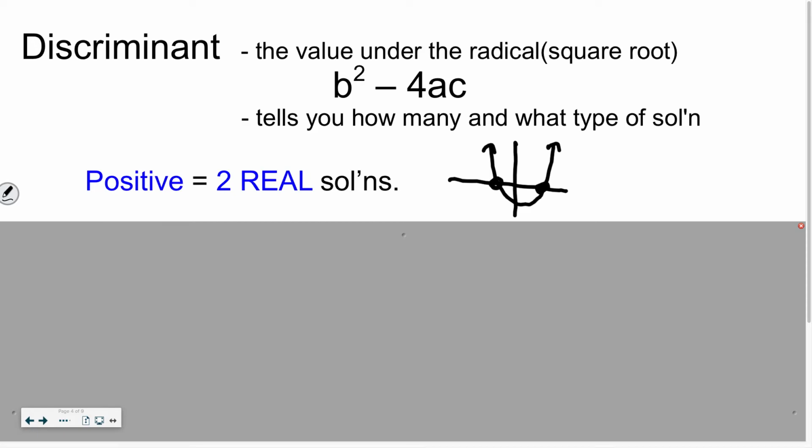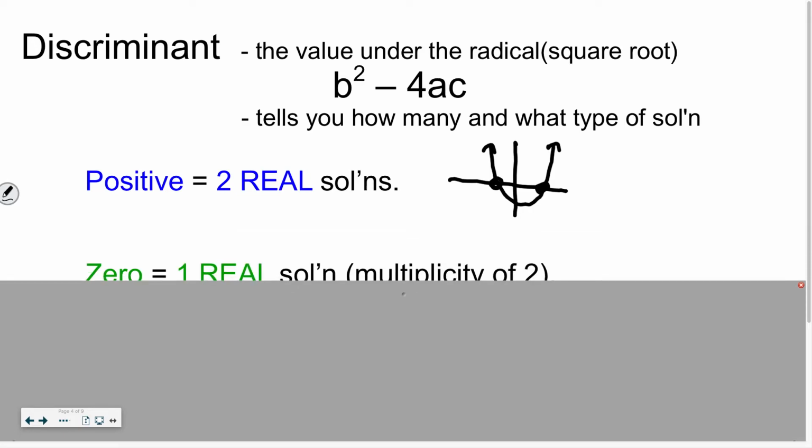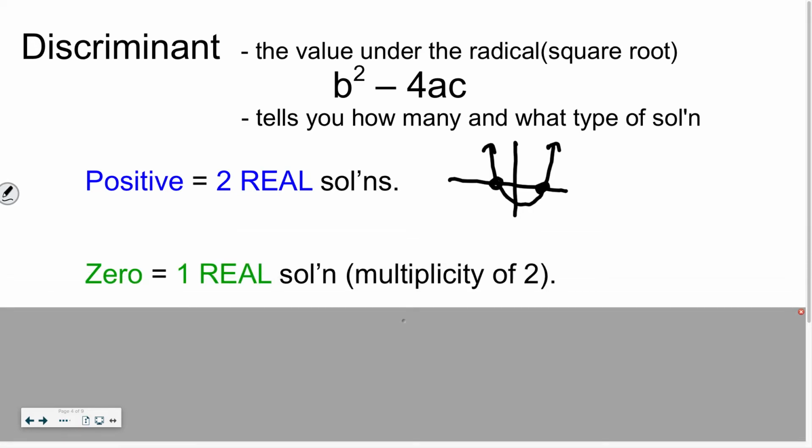Now, the next one is going to be when you have only one real solution. So just think about the quadratic formula, the opposite of b plus or minus the square root of something all over 2a. The only way for you to get one real solution is if you're taking the square root of 0. So the opposite of b plus or minus 0 is still opposite b, and then over 2a, I only get one answer. So whenever the discriminant is equal to 0, you have one real solution.